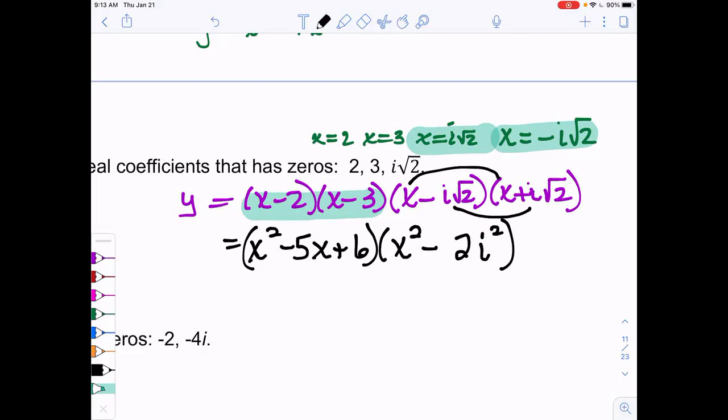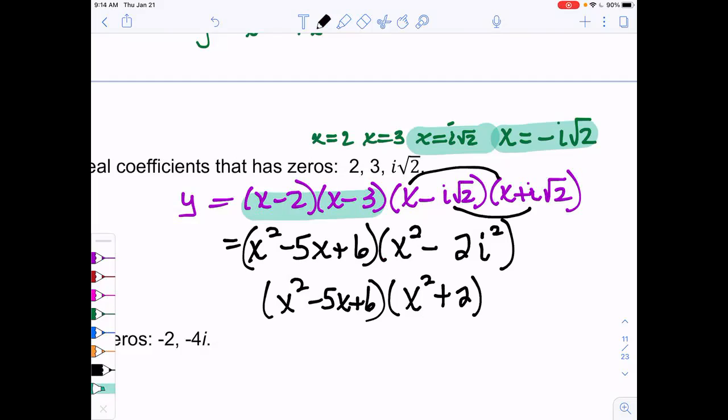So Gianna, if you had x squared minus 2i squared, that really becomes x squared plus 2. And if you think about it, if you tried to solve that factor, x squared plus 2, if you set it equal to 0 and took the square root, I would end up getting plus or minus i root 2. So that's how that zero was created from the x squared plus 2 factor.